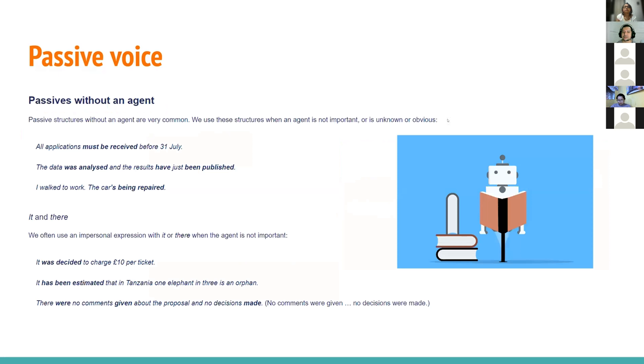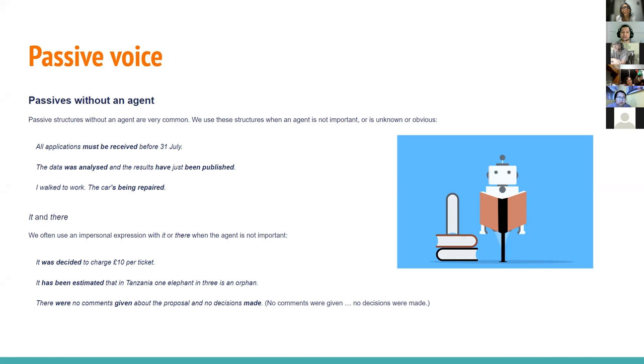So just to finish, solo para finalizar esto de la passive voice, passive without an agent. El agente es el que va después del by, ¿verdad? Passive structures without an agent are very common. We use these structures when an agent is not important or is unknown or obvious. Examples: all applications must be received before 31st July. The data was analyzed and the results have just been published. I walk to work, the car is being repaired.